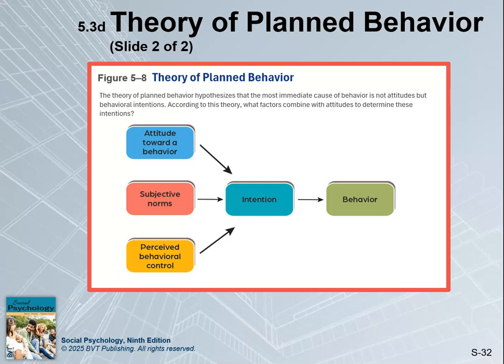So as we can see on this slide here, still talking about theory of planned behavior, that tends to hypothesize the most immediate causes of our behavior. And it doesn't talk about attitudes, but behavioral intentions. So according to this theory, what factors combine with attitude to determine our intentions? Well, as we can see, according to this graph here, our attitude toward a behavior, various subjective norms, as well as perceived behavioral control, those all go into one's intentions, and that leads to our behavior.